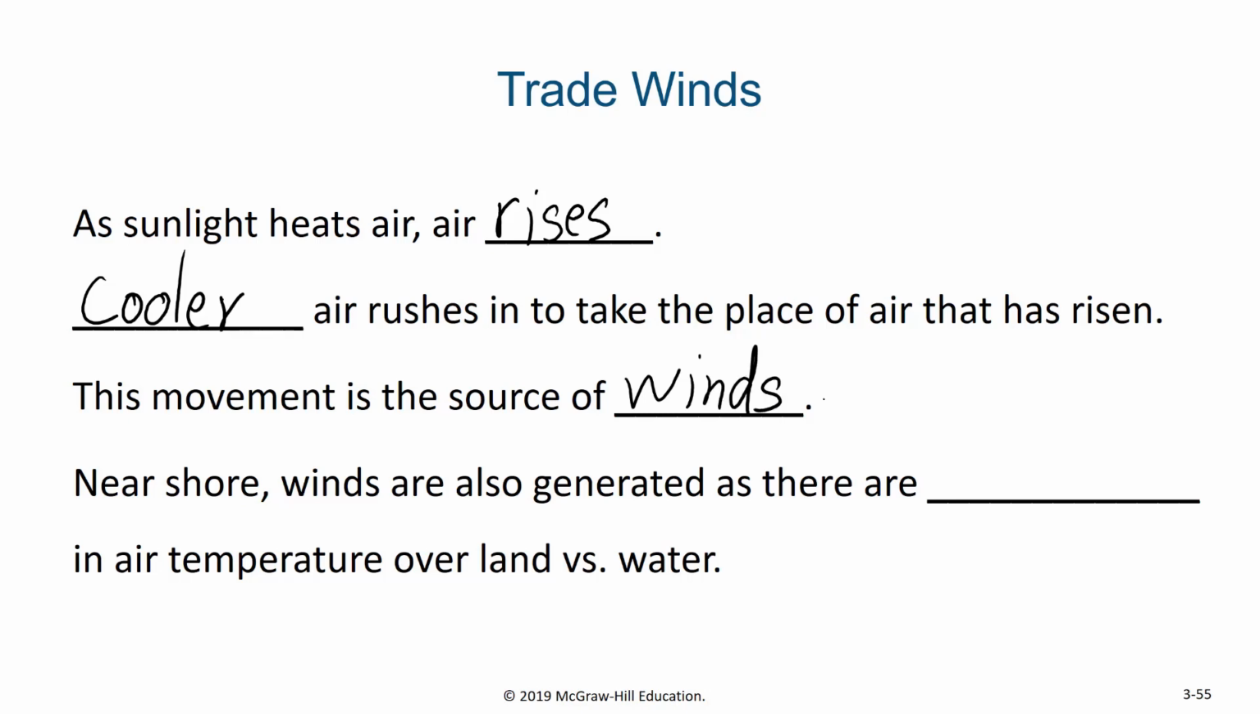Nearshore, winds are also generated, as there are differences in air temperature over land versus water. The air over the land heats up quicker, and so will rise and draw ocean breezes onto the land. Likewise, if the air on land cools down, but the ocean is still warm, you'll have breezes from shore blowing out to sea, often during the evenings.